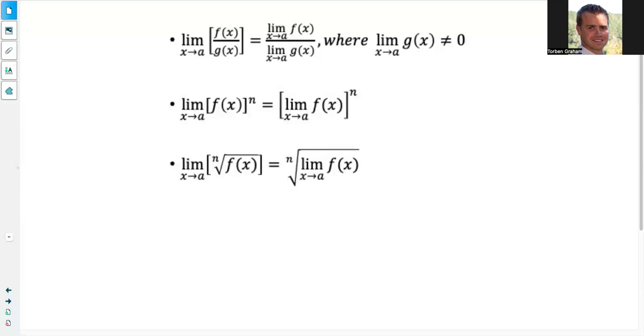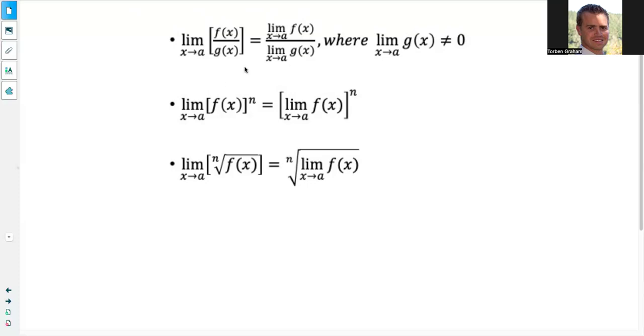Now we have a quotient version of that one as well, because if we have limit of f of x divided by g of x as x approaches a, that's the same as our limit of f of x as x approaches a divided by our limit of g of x as x approaches a, where we have a restriction that our limit of g of x as x approaches a cannot equal 0 because we cannot divide by 0.